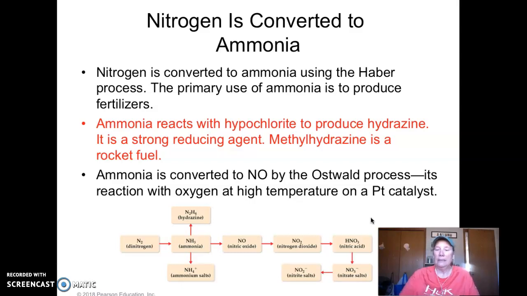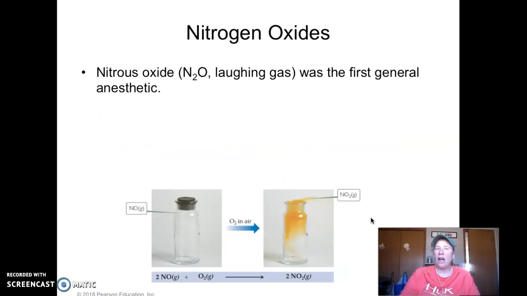Okay. Nitrogen oxides, laughing gas. I've never had it, but if some of you guys have been to the dentist and had laughing gas, it's a general anesthetic, and it's no harm.